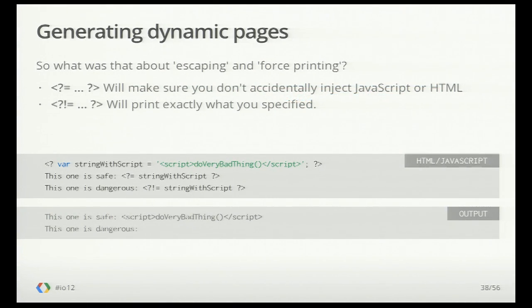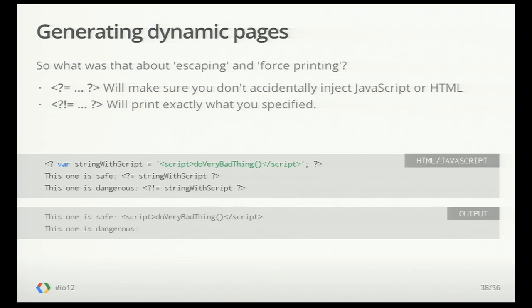OK, so what was that stuff about escaping and force printing? We have 2 types of printing scriptlets in AppScript templates. We have the regular printing scriptlet, which makes sure you don't do a common mistake that can really bite you in a web app, which is it doesn't let you accidentally inject JavaScript or HTML. If you use a printing scriptlet and you have, let's say, some HTML or script markup, it will actually contextually turn it into a string.